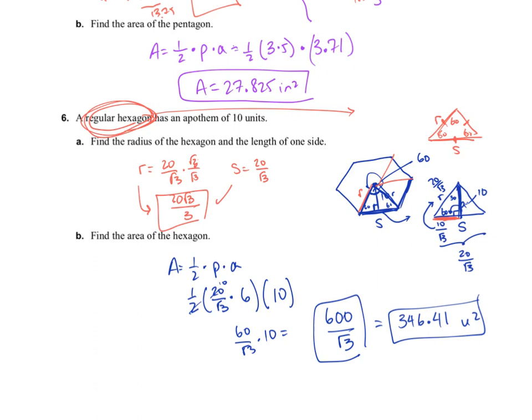So hopefully this wasn't too bad. Some of these on finding the apothems are going to be a little tricky. Just remember, though, you can make those triangles out of it and think of it that way. So hopefully the homework won't be too bad.